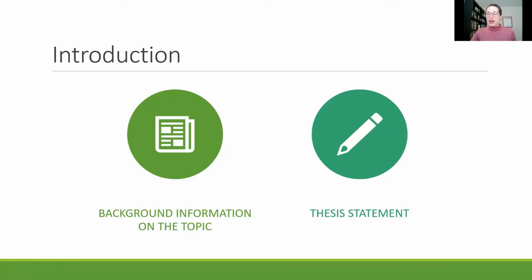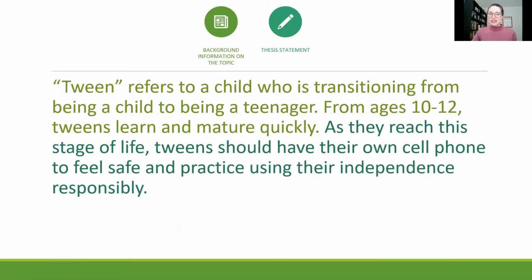The introduction should have 2 things in it. First, some background information on the topic, and then a thesis statement. So let's look at an example for this particular essay. This one says, "Tween refers to a child who is transitioning from being a child to being a teenager. From ages 10 to 12, tweens learn and mature quickly." So there's our background information. We know we're reading about tweens. We know we're going to get into cell phones. So we could take something along those lines, and we could just take a couple of sentences to give a little intro to our reader.